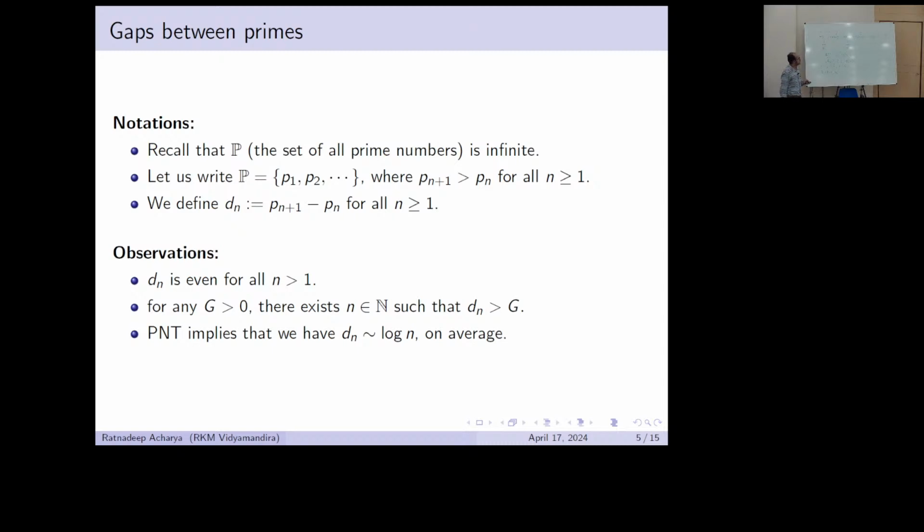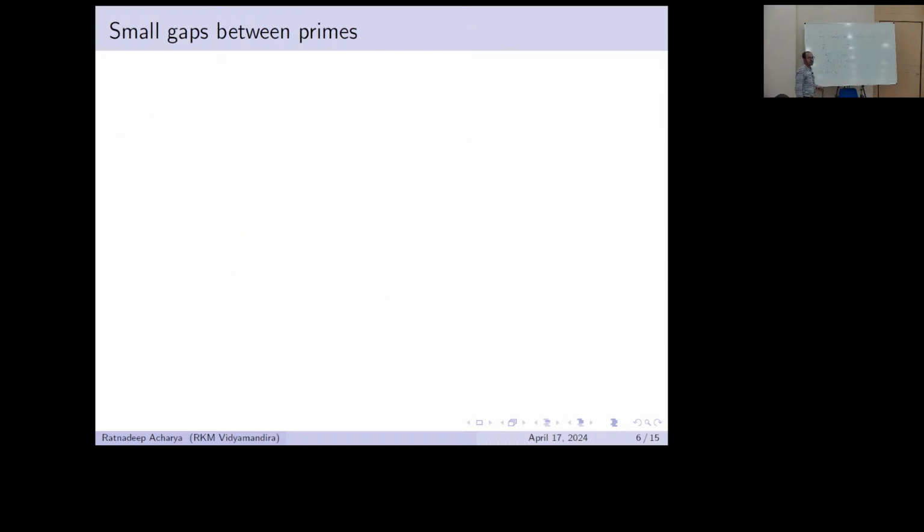All right. Now, small gaps between primes. So what is our goal? We have to study the lower limit of the sequence d_n, and we define it to be G of P, the limit infimum of d_n.